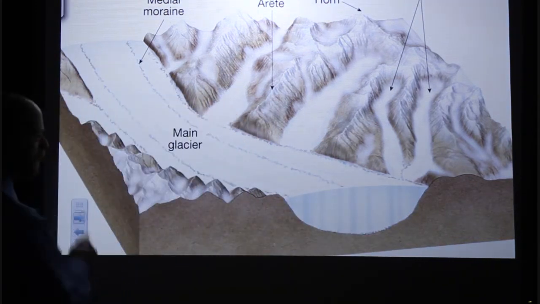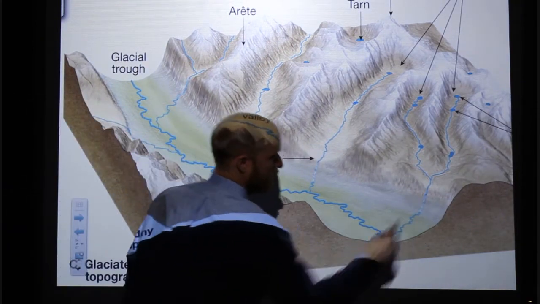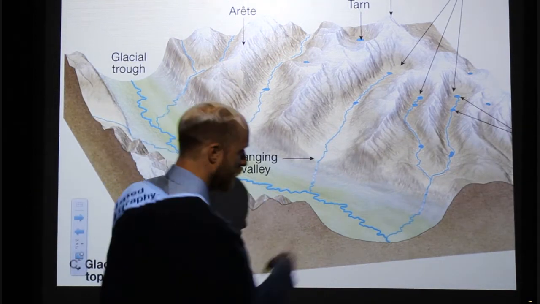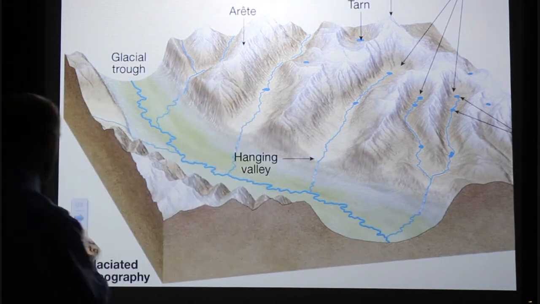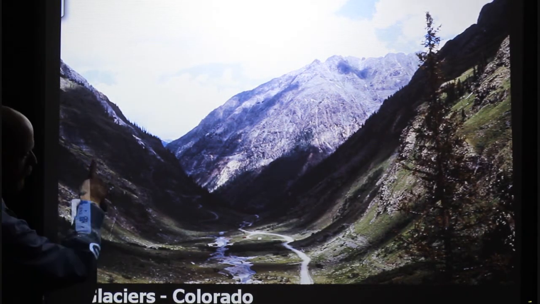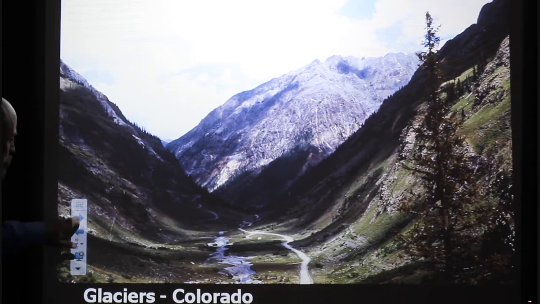U-shaped valley. So when it melts, what you're left with is this. You see how U-shaped this is, and U-shaped here. You see U-shaped valley, glacier. V, if it's pointing down here, that's a river. And here we have some real life pictures of it. This is in Colorado. This is a nice U-shaped valley here. That's a really good picture of it.